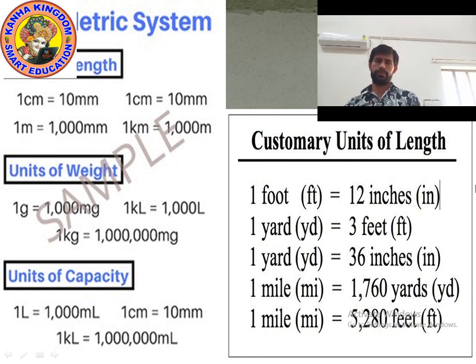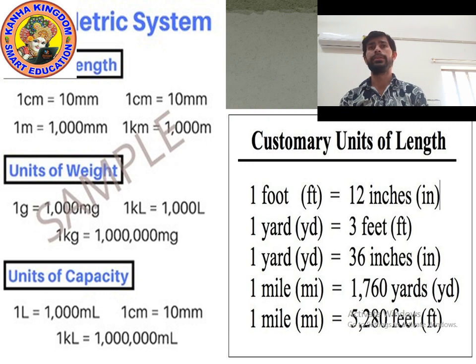Okay, now let's see a few units. You will write all these in your notebook and try to memorize. Let's talk about the unit for length.